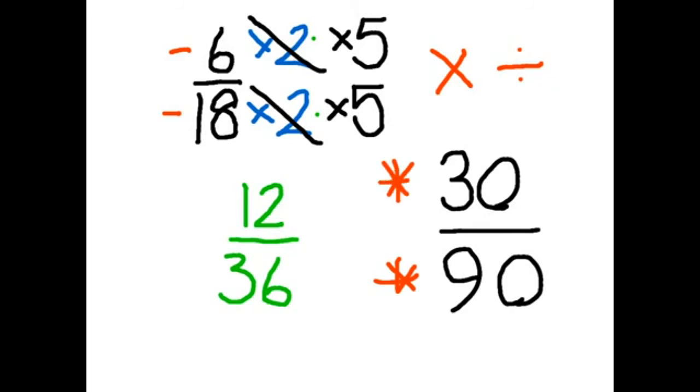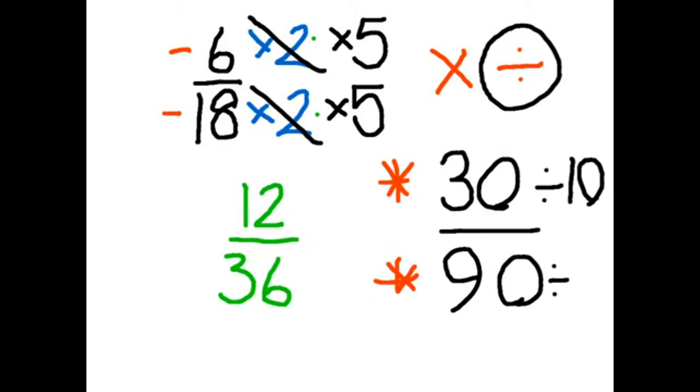Now, what if we divide? What if we divide the 30 and the 90 by 10? Don't forget, as long as we're dividing 30 by 10, we've got to divide 90 by 10. And that will give us 3 over 9.